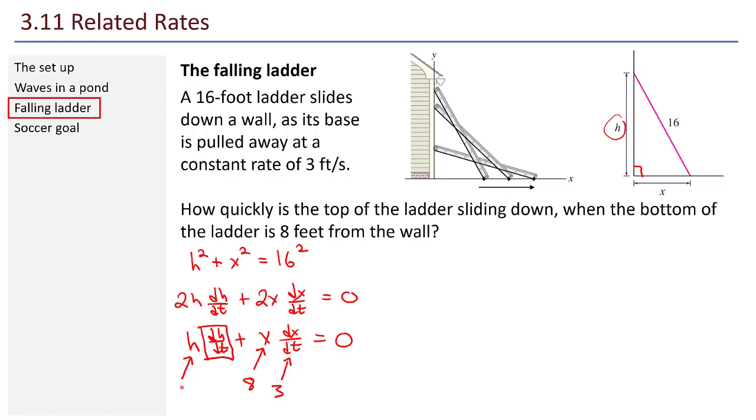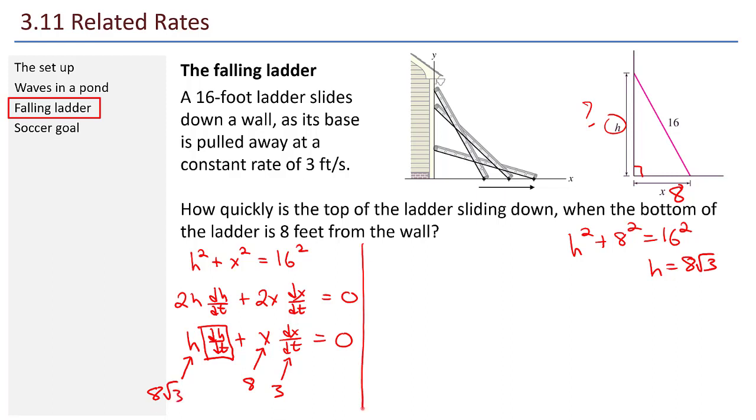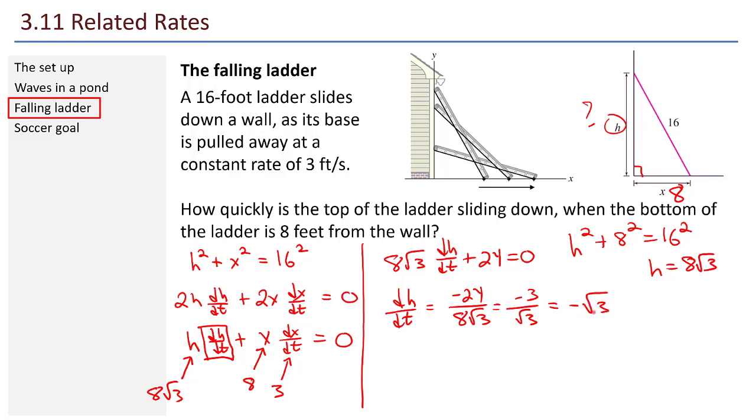The last thing to figure out is what is the actual h? So when x is 8, what is h? I can use the Pythagorean theorem and say that h squared plus 8 squared equals 16 squared and solve for h. I won't go through the details, but it turns out that h equals 8 times the square root of 3. So I end up with the equation 8 square root of 3 dh/dt plus 24 equals 0. Solving for dh/dt, I get negative 24 over 8 root 3, which is negative 3 over the square root of 3, which is negative the square root of 3. And that is approximately negative 1.7.